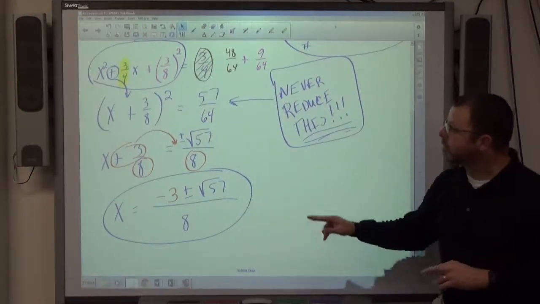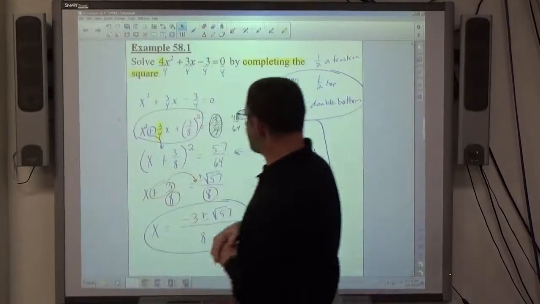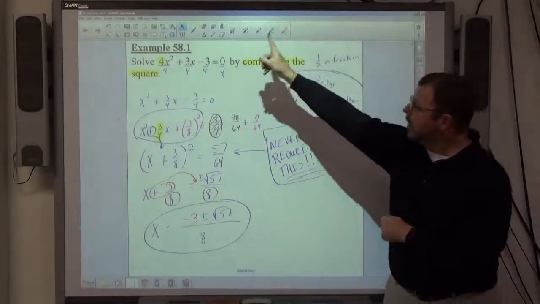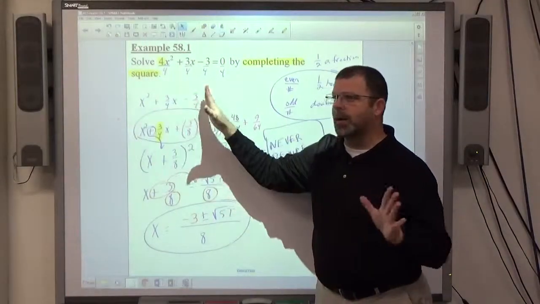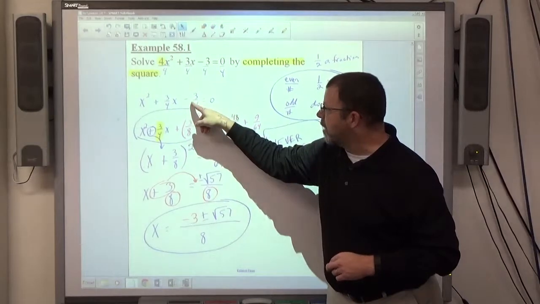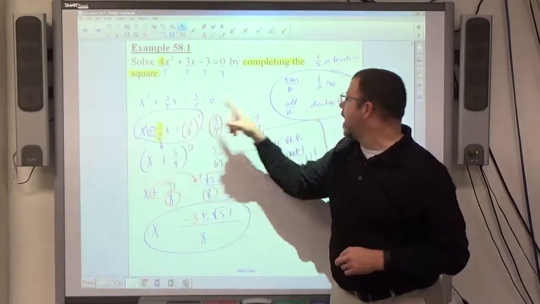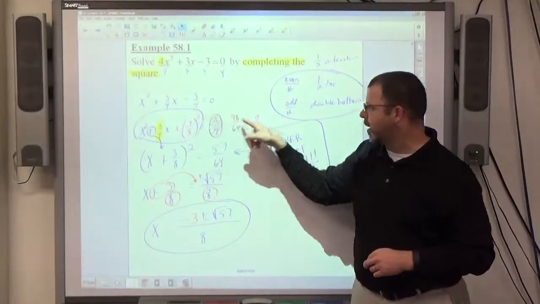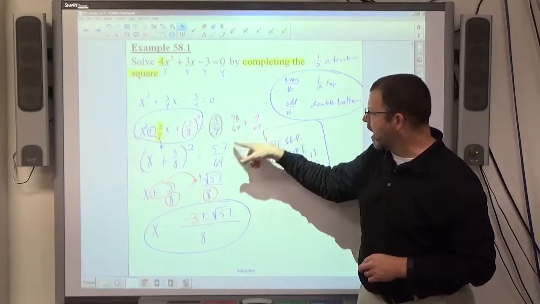So let's do this. There we go. So descending order equals 0, ready to go. Lead coefficient needs to be 1. Divide everything by 4, makes it happen. You do not want a constant on this side. Move it to the other side. Half of 3/4. 3 is odd, so we double the bottom. 3/8 squared. 3 squared is 9. 8 squared is 64. Common denominator, 48 and 9 make 57.